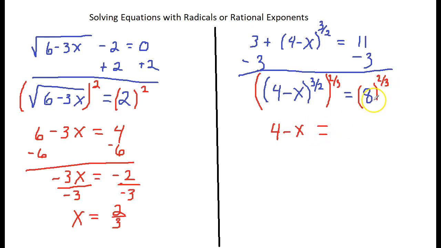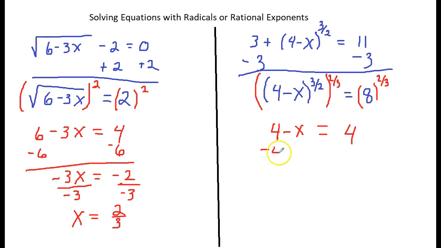Now, this means the cube root of 8 squared. I can either square the 8 first and then take the cube root, or I could take the cube root of 8 first and then square it. If I square 8, I get 64. The cube root of 64 is 4 because 4 times 4 times 4 makes 64. I could look at it from a different angle. I could say the cube root of 8 is 2, then square that. 2 squared is 4. So either way, I'm still going to get 4. Okay, so I have 4 here.